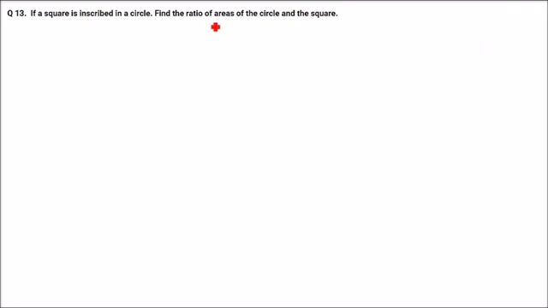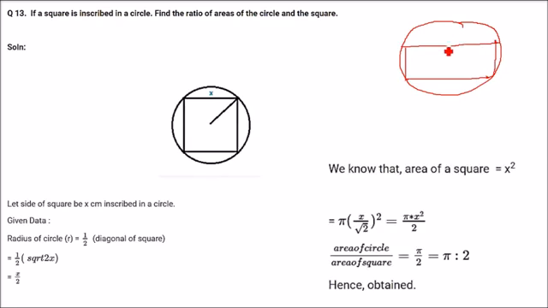If a square is inscribed in a circle, find the ratio of the areas of the circle and the square. So there is a circle, and here is a square being inscribed, right? So this has been inscribed inside the circle. Find the ratio of the area of the circle and the square. When you join the diagonal of the square, the diagonal will be the diameter of this circle. This is the diameter, right?